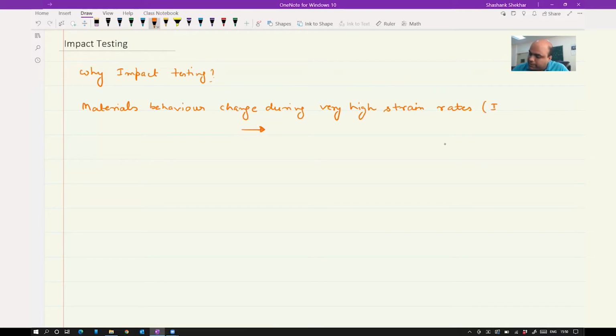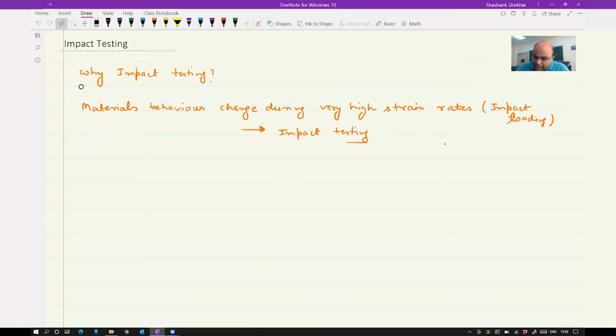So this is, say, impact testing, one of the examples. Impact loading. Okay, you must have heard the name impact, right? So when something is being impacted, the strain rate at that time is very high. Okay? So this is the reason we need to study impact testing. How material is going to behave during impact testing, impact loading, as well as what are the different tests one can perform to measure the material's behavior.